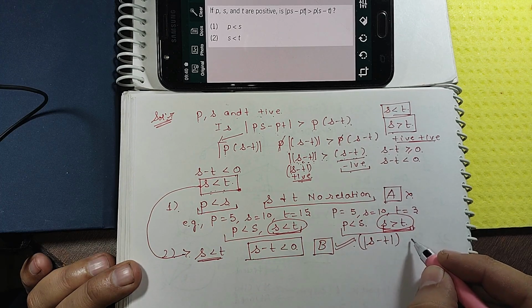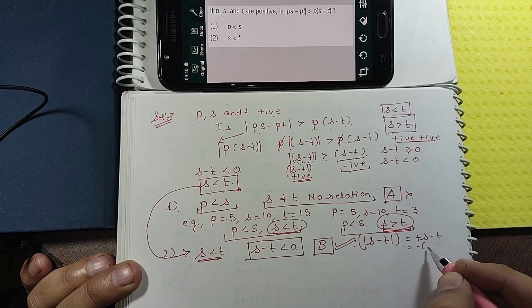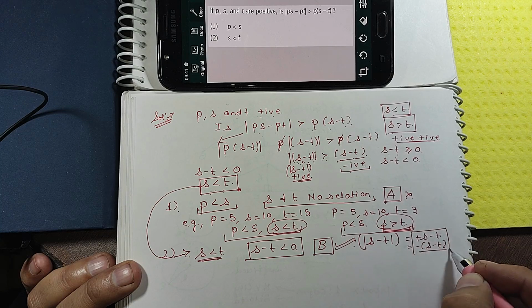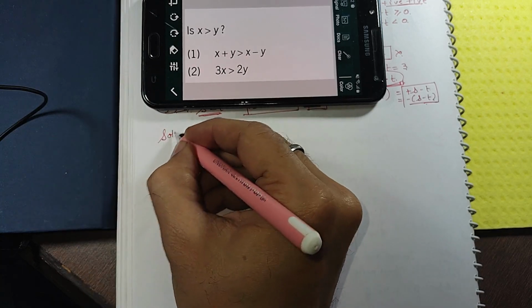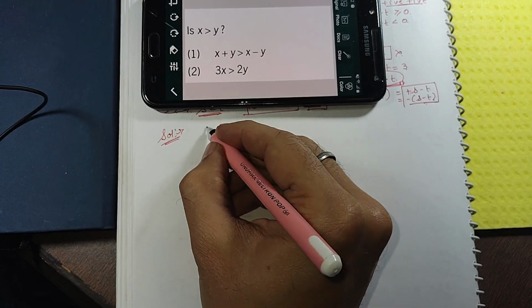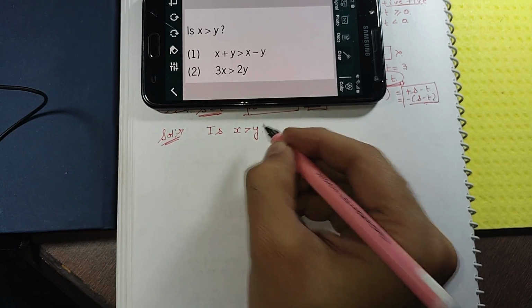One is s minus t, and one is minus of s minus t. So we need to take care of both the options. Is x greater than y? We have not been given anything else about x and y. So we need to find: is x greater than y?